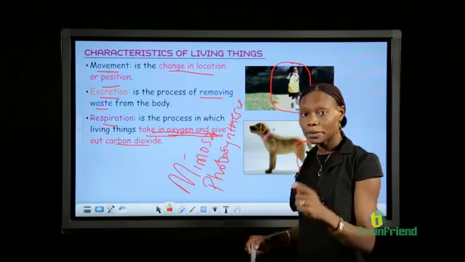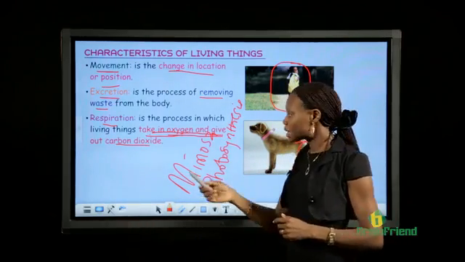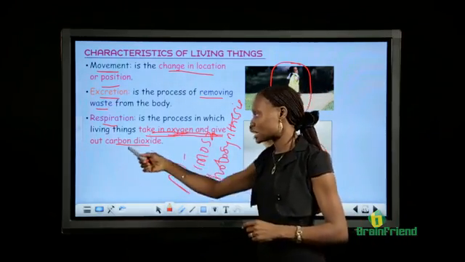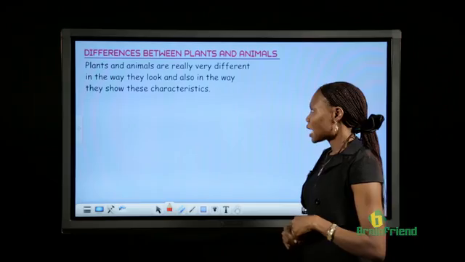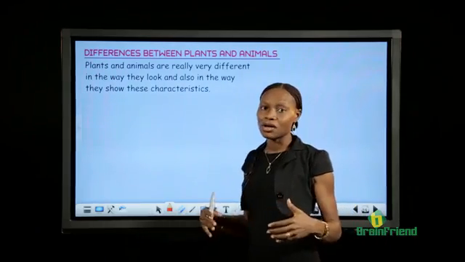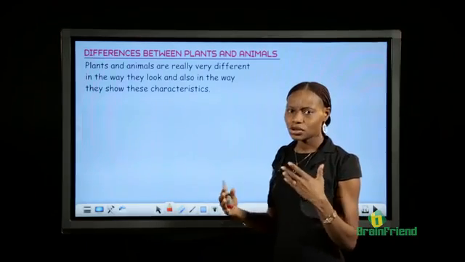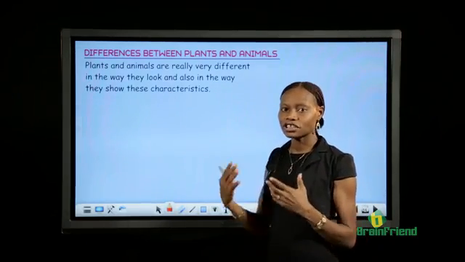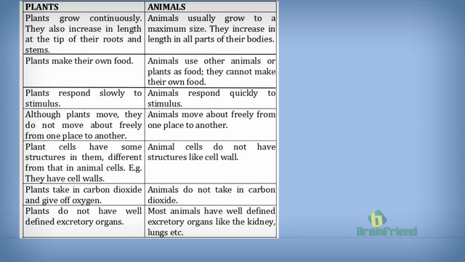This is when the plant is making its food. But generally, plants take in oxygen at some point and give off carbon dioxide in the process of respiration. So all living things, remember, respire. As much as plants and animals are all classified as living things, they still show some level of differences. Let's take a look at some of these differences.